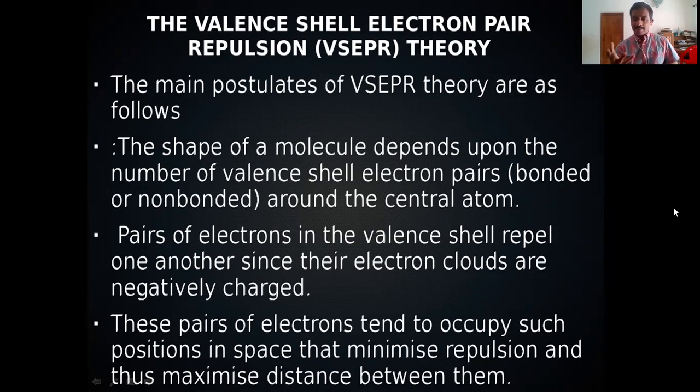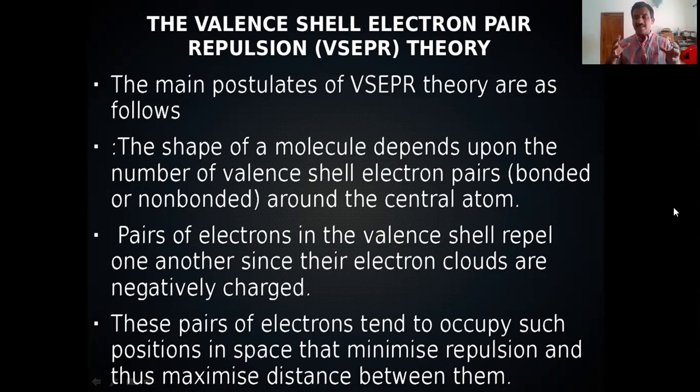In some cases, that will be 3 pairs. In some cases, that will be 2 pairs of electrons. In some cases, 5 pairs may be there. 6 pairs may be there. There are several possibilities. However, in the valence shell of the central atom, there are electron pairs. And these electron pairs are negatively charged.